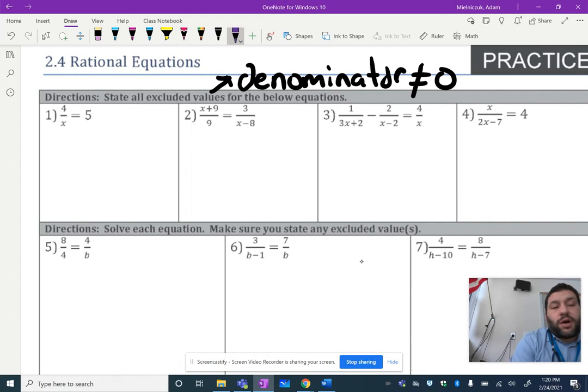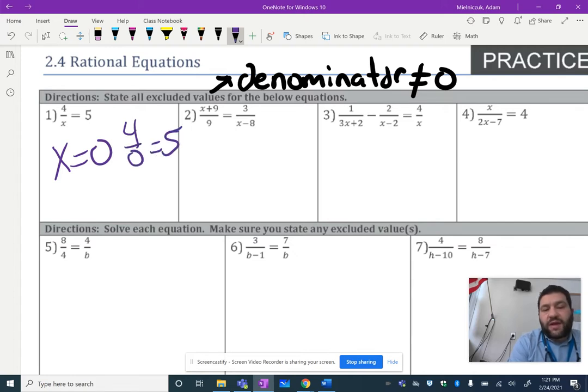So for number one, when would the denominator be zero? Only when x is equal to zero. Because look, we'd have 4 over 0 equals 5. Think about it. If I have 4 of something, I can't break it into 0 groups. It doesn't make any sense. So here, x cannot equal 0 for this one.